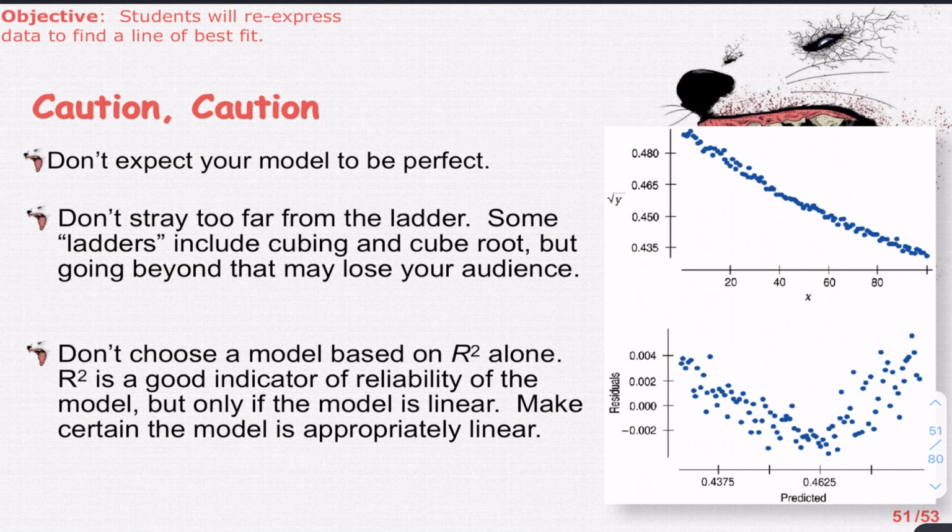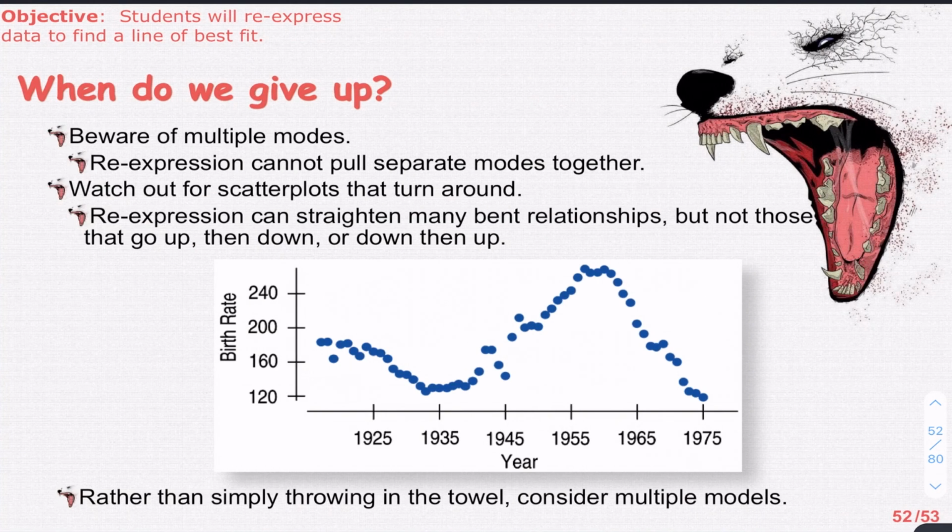Caution, caution, caution. Do not expect your model to be perfect. It's not going to be there. Don't stray too far from the ladder. Some ladders include cubing and cube root, but going beyond that may lose your audience. So just always be careful. And finally, don't choose your model based on R squared alone. R squared is a good indicator of reliability of the model, but only if the model is linear. Make certain the model is appropriately linear. We have ways of checking.